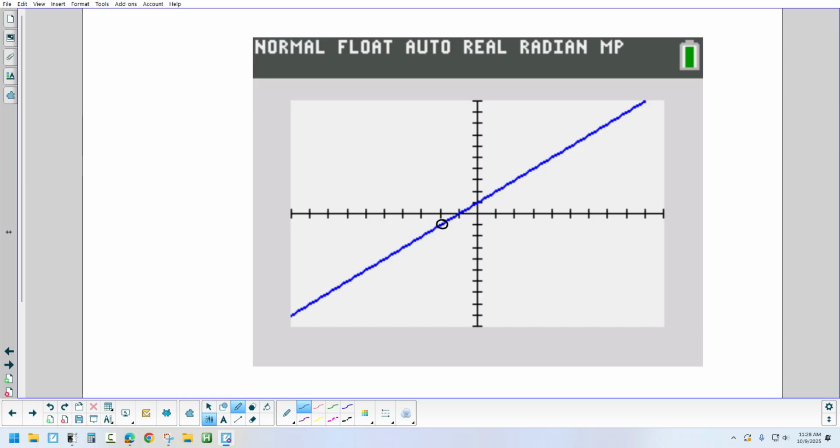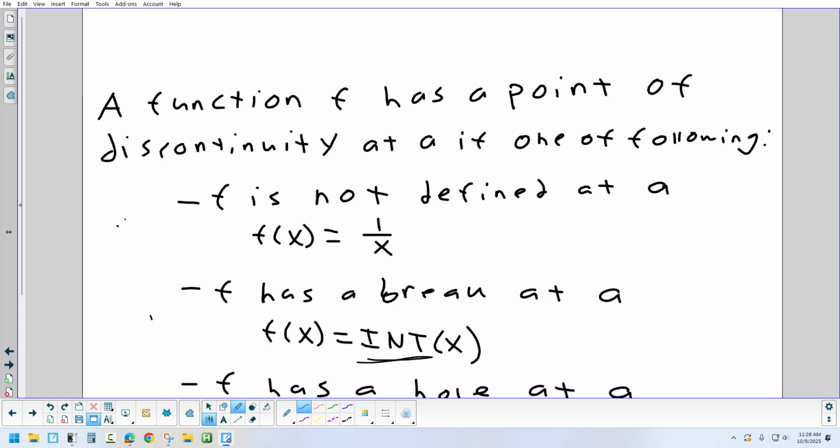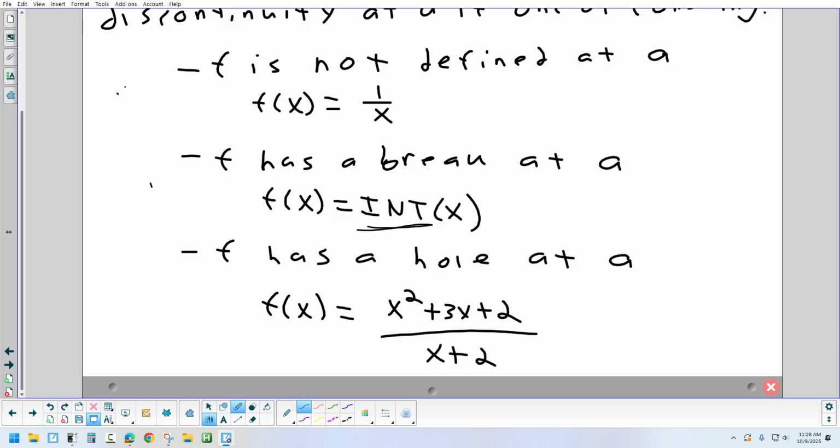I wouldn't even draw the line going through the hole. I would just do it like this. That's the symbol for a hole in the graph. It's basically an infinitely small break. That's what it is. It's so small you can't see it looking at the graph. You only know that you have it if you can look at the original problem.